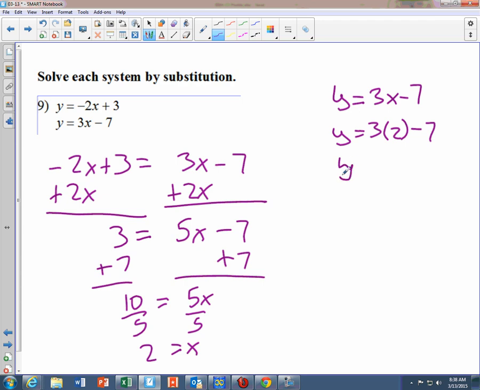What is 3 times 2? Well, that's an ugly y. 3 times 2 is 6. Let me rewrite my y. So y equals 6 minus 7. What's 6 minus 7? Negative 1. So my answer is 2, negative 1. Okay?